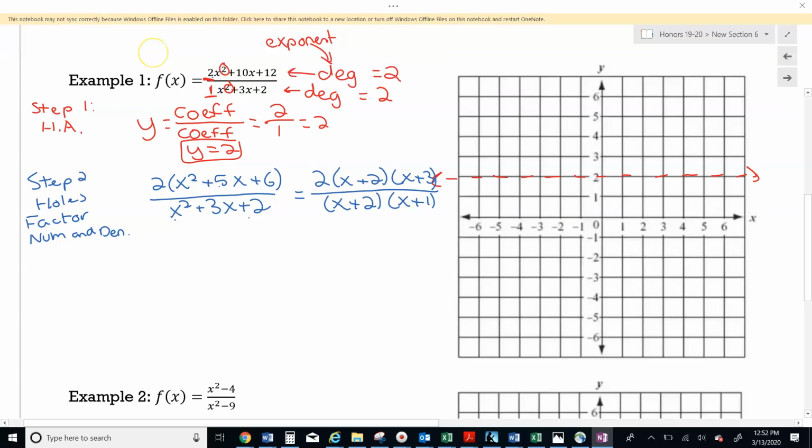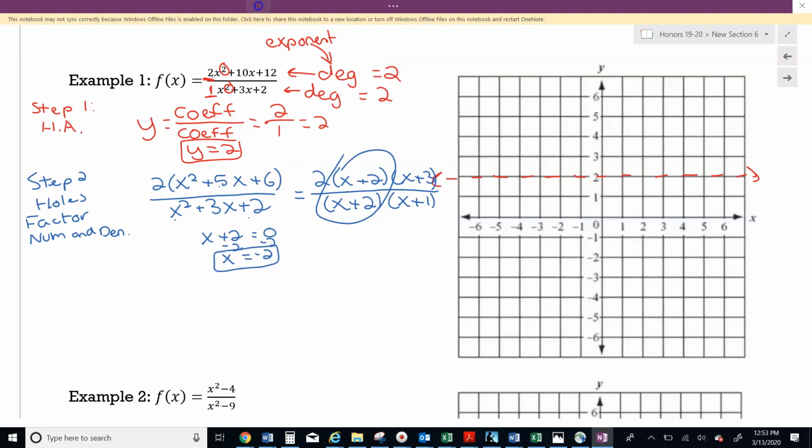So my hole is what they have in common, if anything. Not everything will have a hole. Okay, so this hole is that we want to use that factor x plus 2. And then just like our vertical asymptote, we set it equal to 0. So that is our hole.